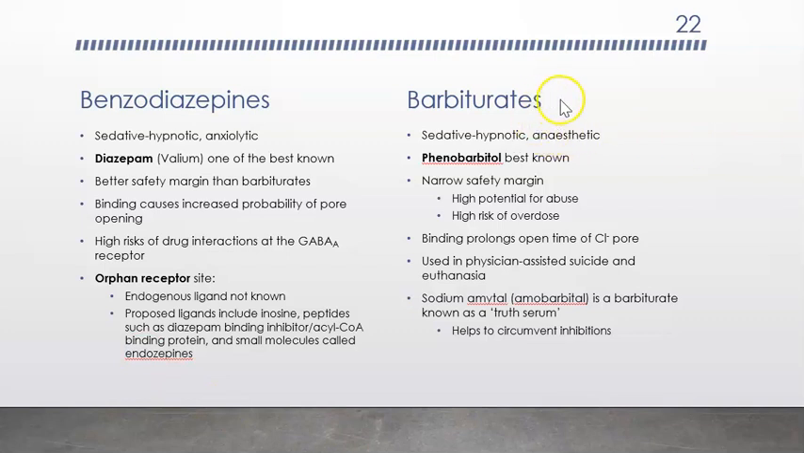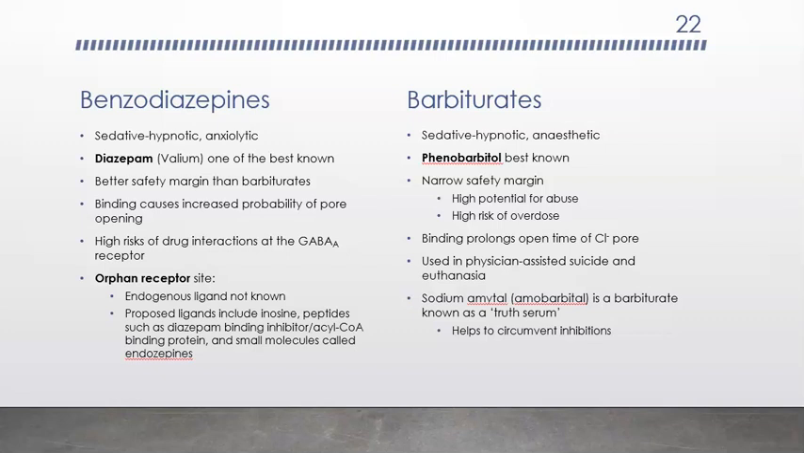Now, on the other side are barbiturates. So barbiturates are anxiolytics, but they're also sedative and anesthetics. So people tend not to be prescribed barbiturates for anxiety. Barbiturates are usually prescribed or used for anesthesia or some sort of sedative effect, mostly because it has a narrow safety margin.